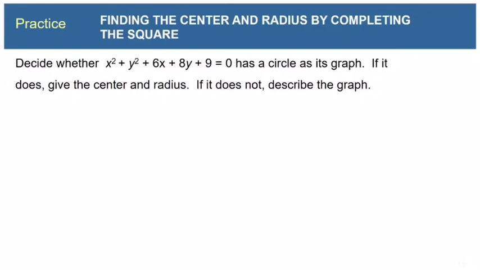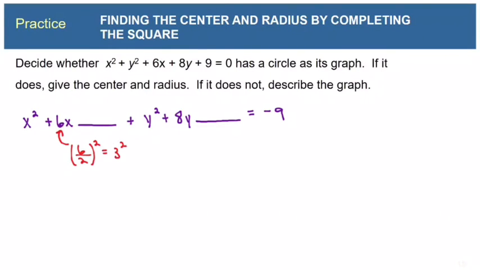Okay, here we go. So I know I need to write this down with the x's grouped together and the y's grouped together and the constant moved to the right side. And now to complete the square on the x's, I take half of 6, I square it, half of 6 is 3, 3 squared is 9, I add 9 to both sides. And then do the same thing for y. Half of 8 is 4, 4 squared is 16, so add 16 to both sides.